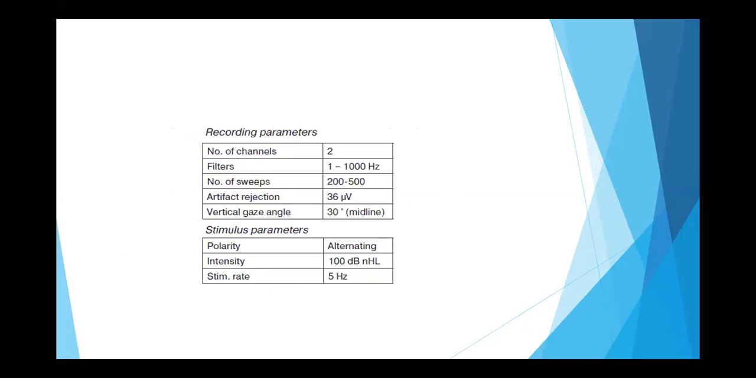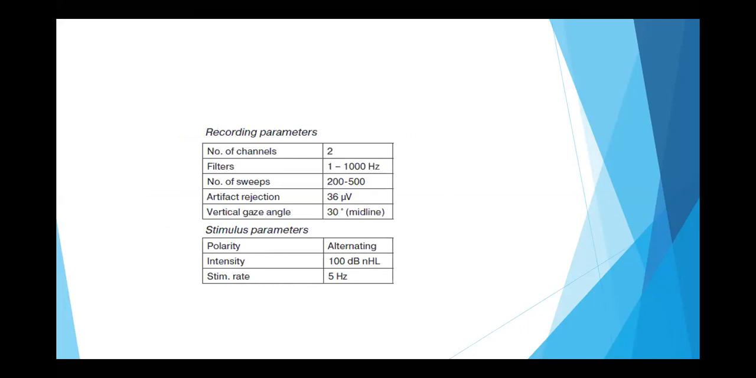So the recording parameters are almost similar, just the filter setting changes, which previously was 30 to 2000, here it is 1 to 1000. Okay, and then the number of sweeps, again we can have a smaller number of sweeps, like 200 or 250, which is enough because this is a muscle potential.